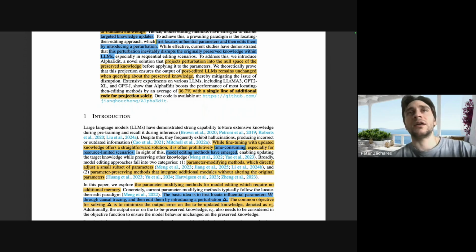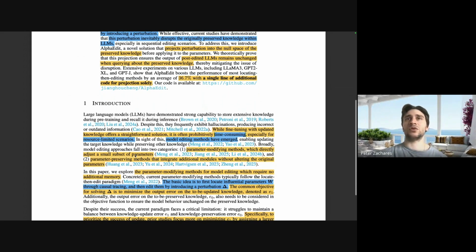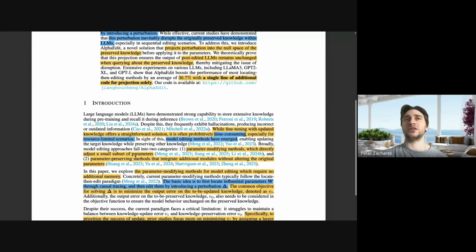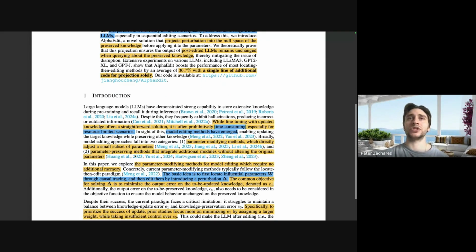Another method that they talk about for learning new information is fine-tuning, but they say it's time-consuming and resource limited. So fine-tuning was the first, and now they're looking into the model editing approaches.